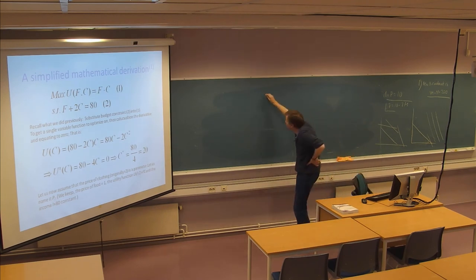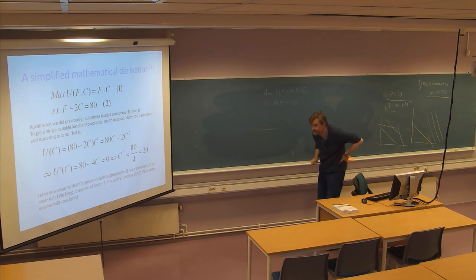Okay, we keep our example. We have this two-variable utility function which has f and c as arguments, and it's given as the product of f and c. And we have our budget constraint, f plus 2c equals 80. Now recall what we did previously. We just solved this with respect to any of the variables, entered the result into the other variable, got a single variable problem, took the derivative, equated it to zero, and solved.